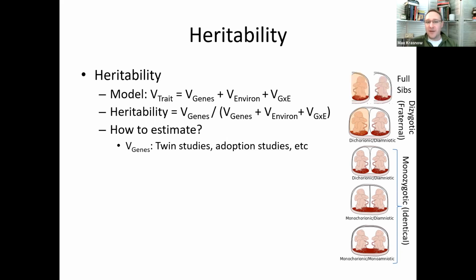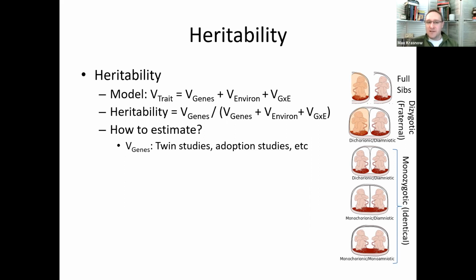And so if you think about the difference between dizygotic twins and full siblings, they have the same amount of genetic similarity, but the dizygotic twins have more shared environment in common than the full sibs, because the dizygotic twins shared all of those experiences during that pregnancy because they were in that pregnancy together.